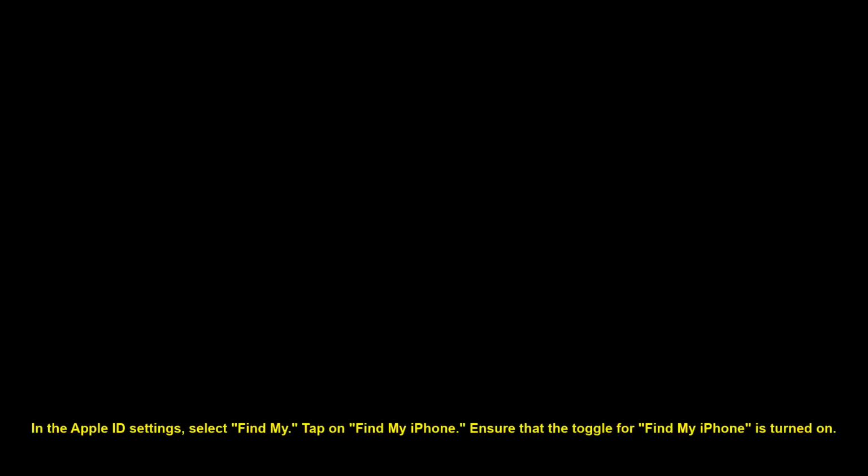Next, tap on your name at the top of the screen to access your Apple ID settings. In the Apple ID settings, select Find My. Tap on Find My iPhone. Ensure that the toggle for Find My iPhone is on.